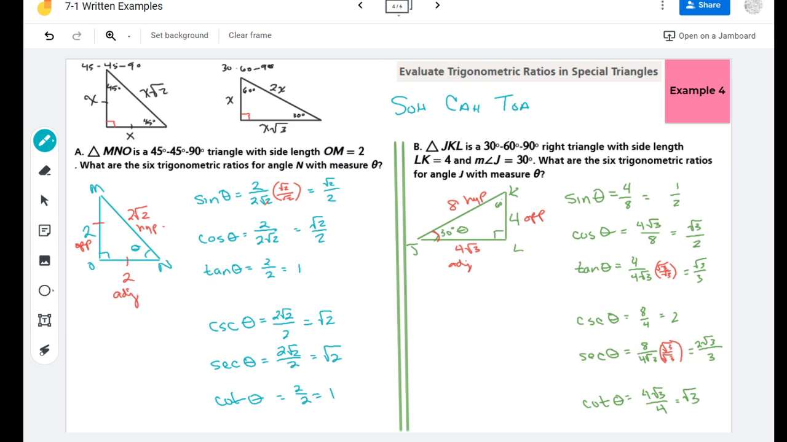So there we have it, guys. That is how to evaluate trigonometric ratios in special triangles.